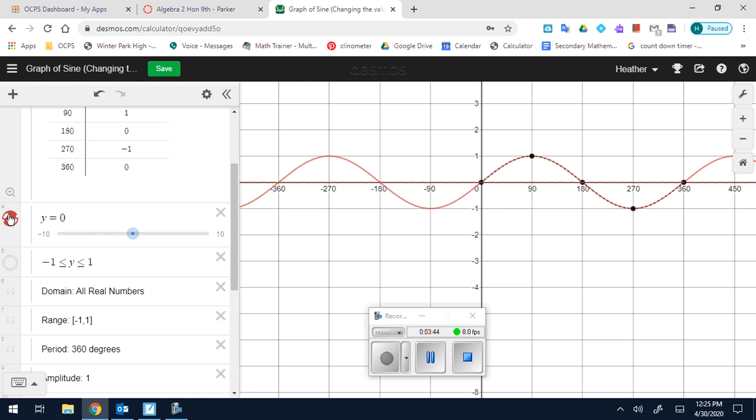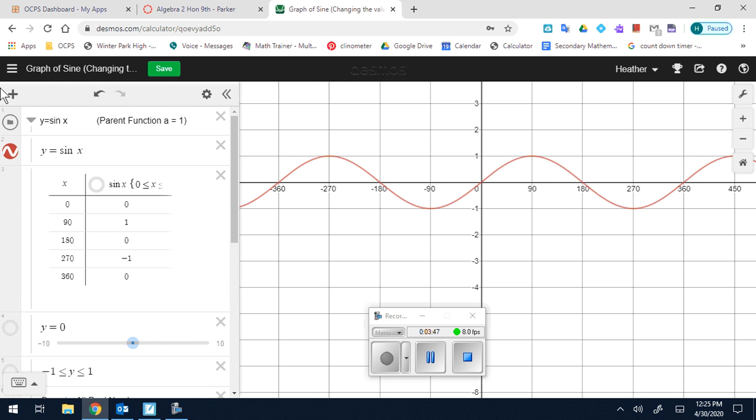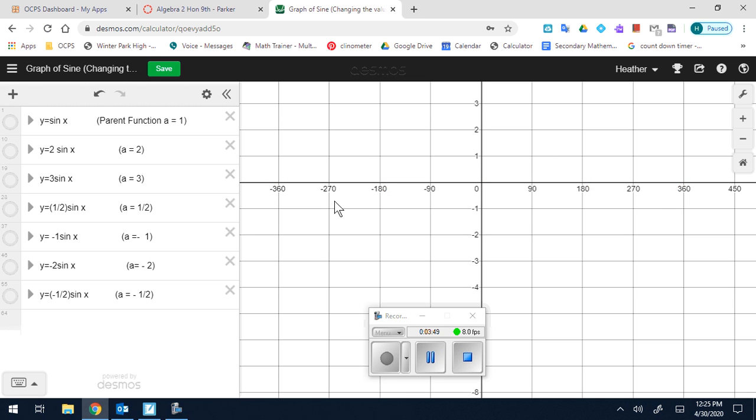Okay, I'm going to click a couple of these off and just leave the graph, but I'm going to actually turn that off for just a second.